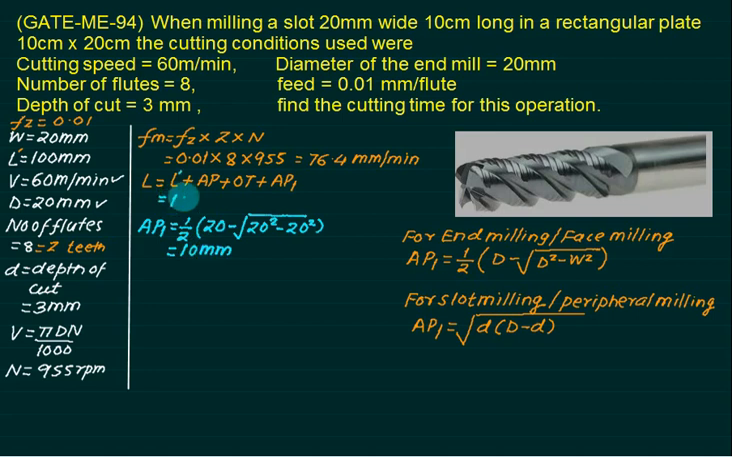The total length of machining required is 100 plus 0 plus 0 plus 10, 110. Total machining time is L upon Fm, 110 divided by 76.4. Total machining time is 1.44 minutes.